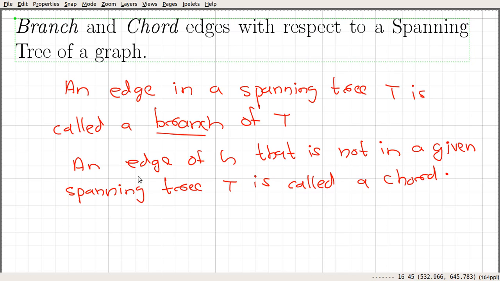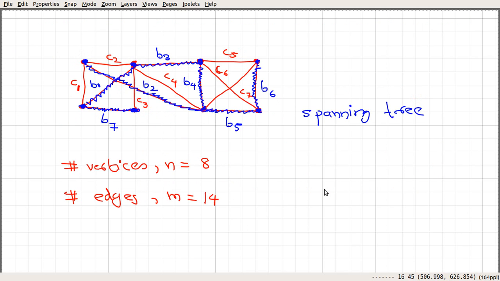And here the most important point: an edge of that graph that is not in the given spanning tree is called a chord. Let me give an example. So let's consider this particular graph G, and let's consider this spanning tree, which is highlighted in blue.